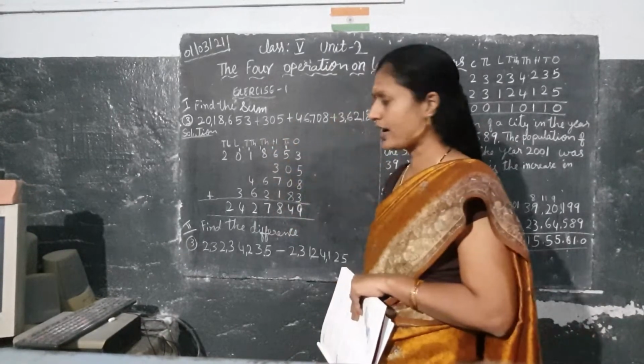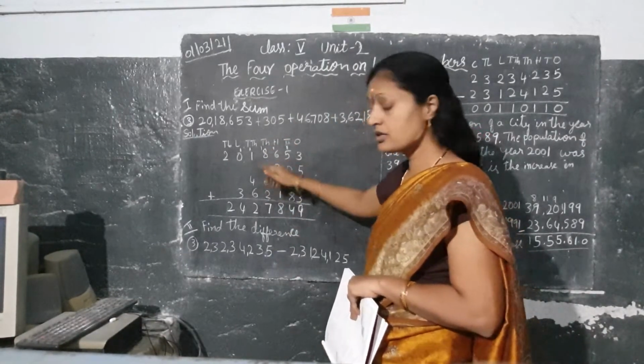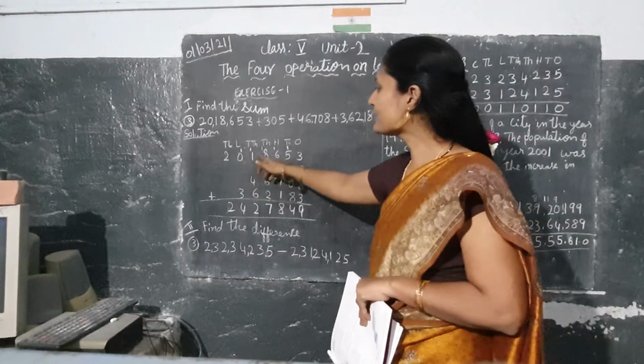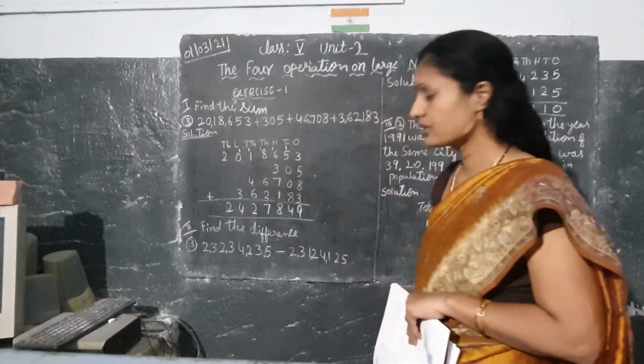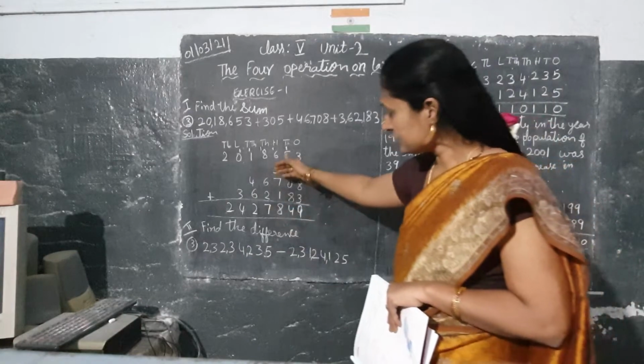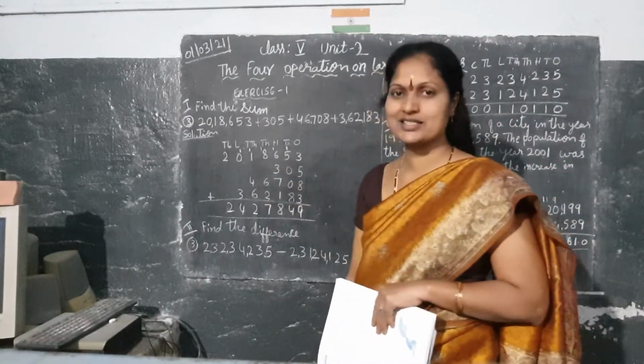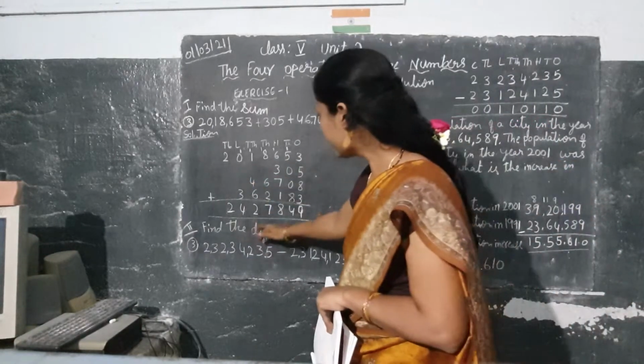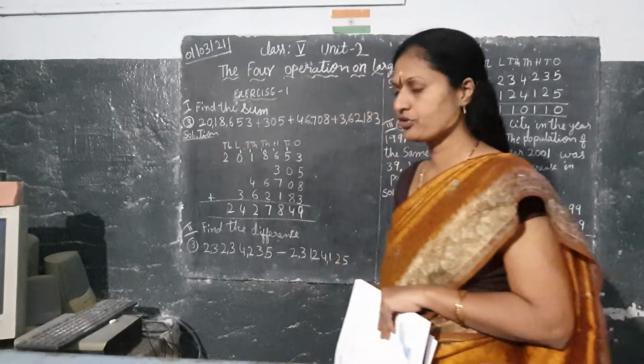In the thousands place we have to add, children. In this, which number is big? 8. 8 plus 1, 9. 9 plus 6, 15 you will get. 15 plus 2, you will get 17. 17: 1 carry, and 7 you have to write, children.